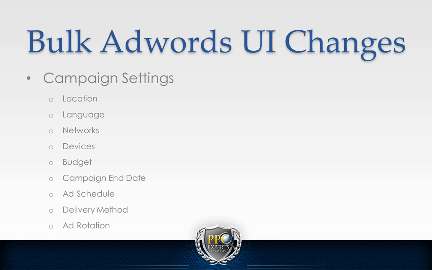the networks, like the Google search network and the display network, devices, your daily budget, campaign end date, ad schedule. With ad scheduling, if you figure out that 8 a.m. to 11 a.m. is the best time and I want to boost my bids, I'm going to show you how you only make the change on one campaign and then you can apply it to all the campaigns in one quick action.